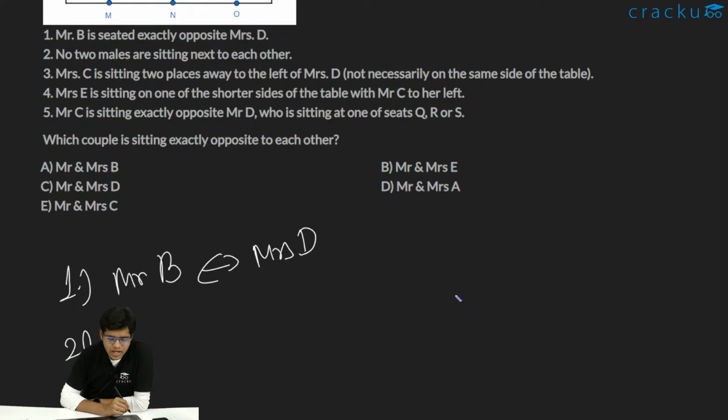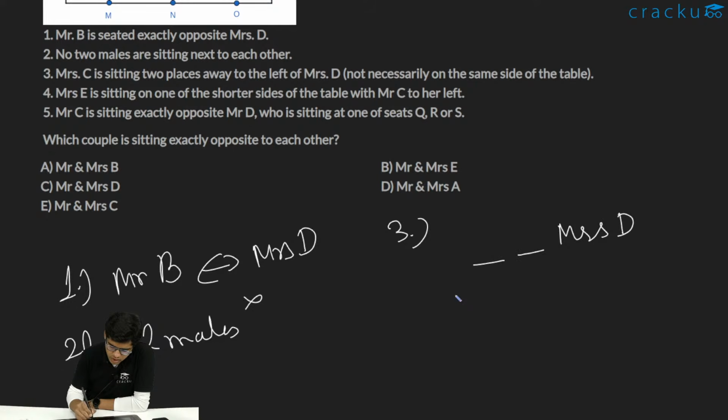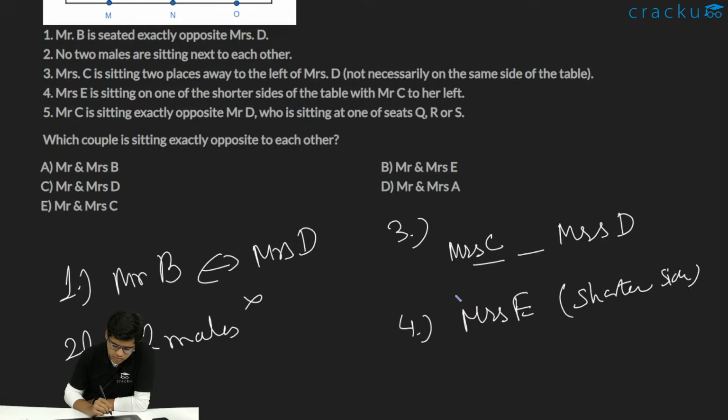Then it is given no two males are sitting next to each other. Okay. Mrs. C is sitting two places away to the left of Mrs. D. Means if here is Mrs. D, two places away means 1, 2, so here is Mrs. C. Okay. Mrs. E is sitting on the shorter side of the table, with Mr. C to her left. Means if here it is Mrs. E, then Mr. C is to the left.